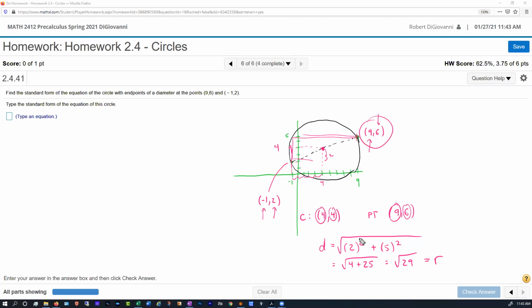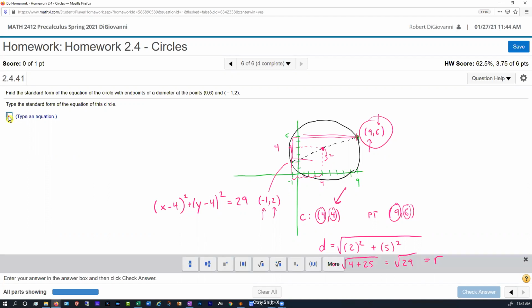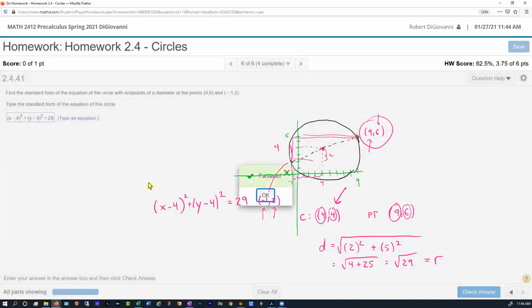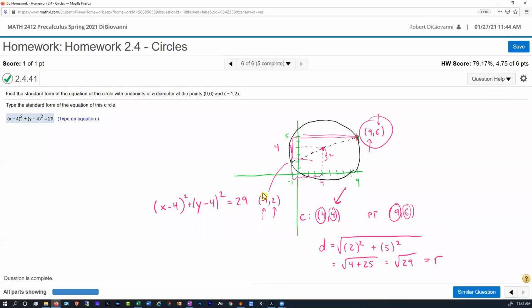So now the standard form. We should have x minus h, which is 4, because remember the center is 4, 4, squared, plus y minus k, which is 4 again, squared, must equal, be careful here, the radius squared. So this number squared is 29. All right, let's check it. So we're writing the standard form: x minus 4 squared plus y minus 4 squared equals 29. There we go. All right, that'll do it. Hope that helps.